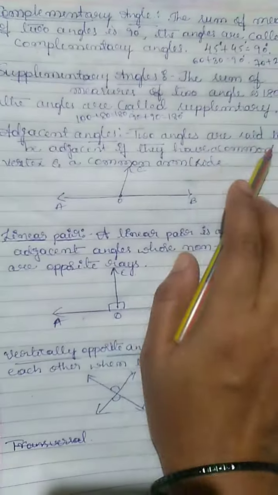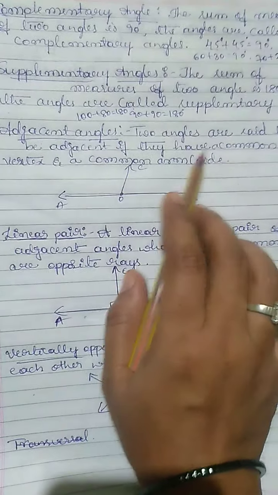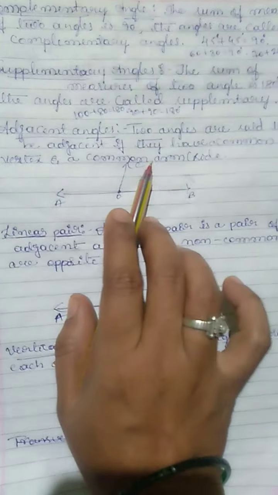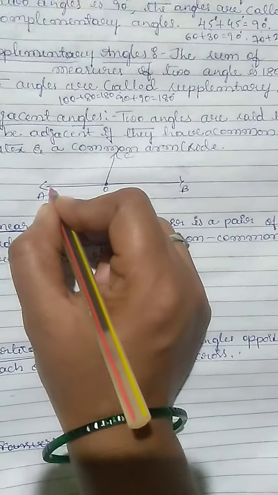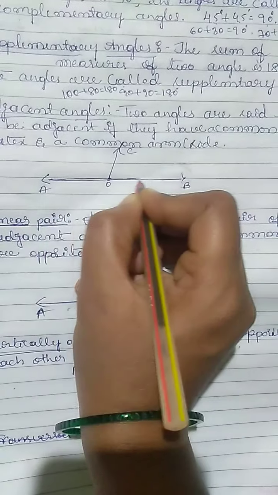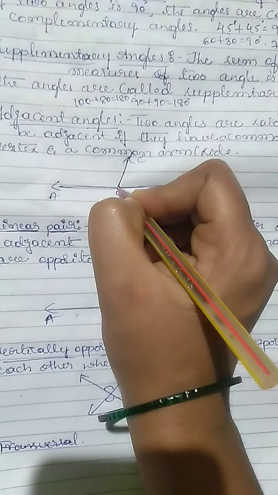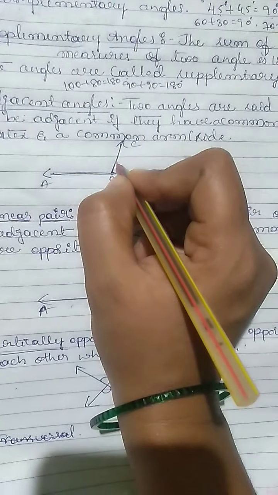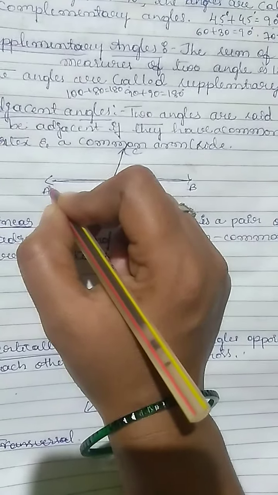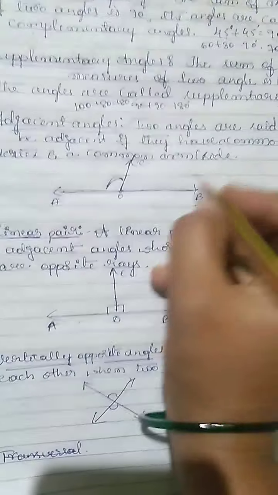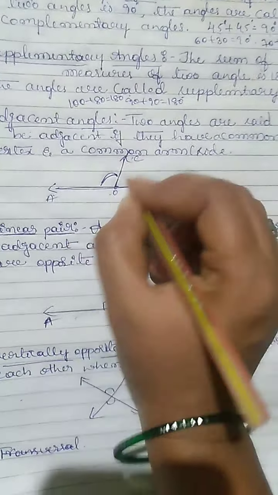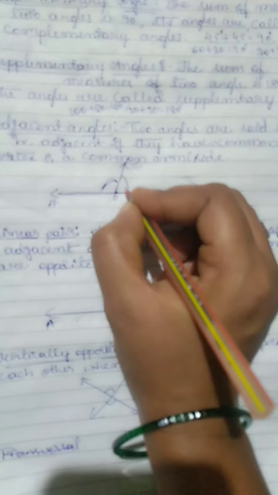Now, adjacent angles. Two angles are said to be adjacent if they have a common vertex and a common arm, arm or side. See here in this figure, AB. How many angles are there here, children? Yes, two. One is angle AOC, this one. Another one is angle BOC, this one. See, these two are adjacent.